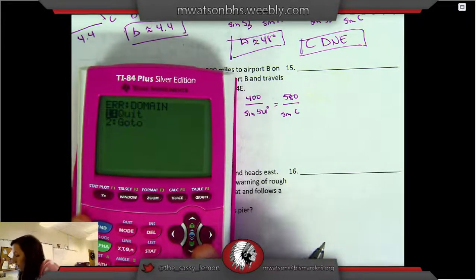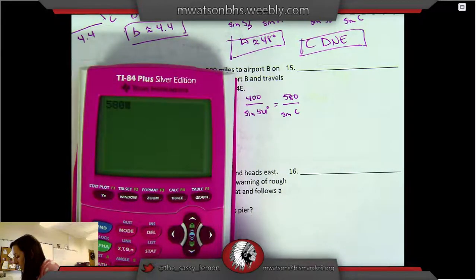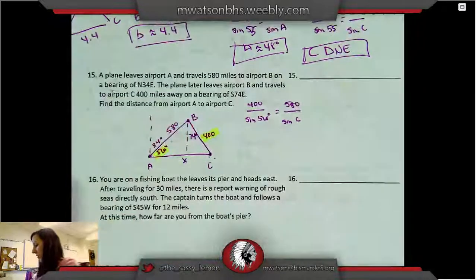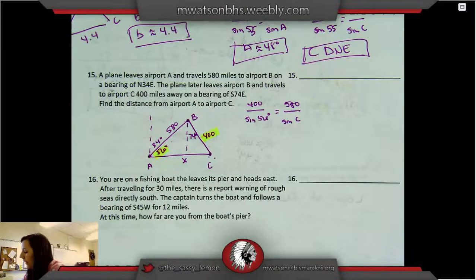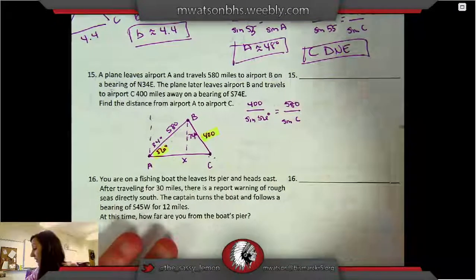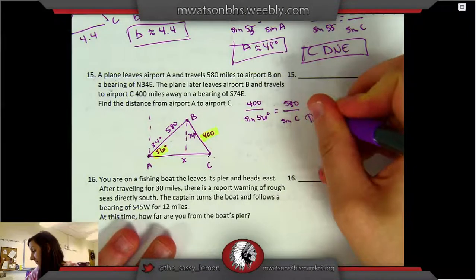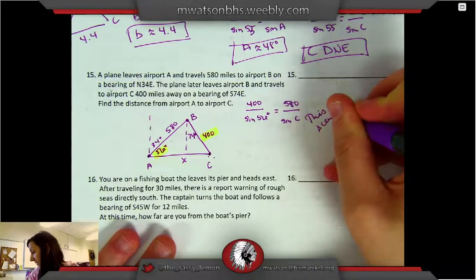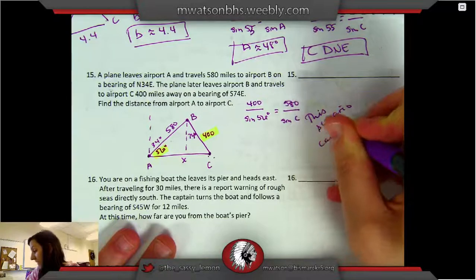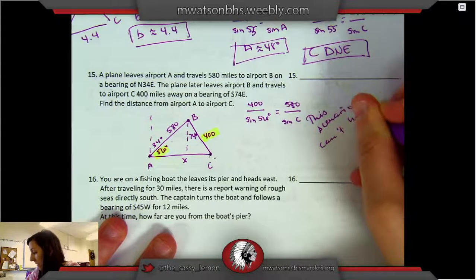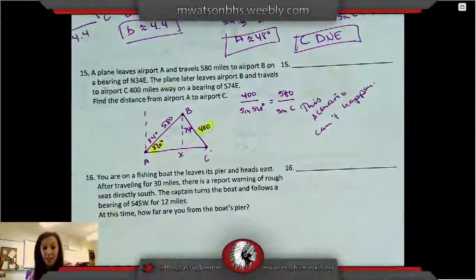And it says quit. Let me try it again. 580 times sine of 56 divided by 400. Oh, that's out of the domain for sine of C. So apparently this scenario can't happen, which is unfortunate. But the one on the test will work out.